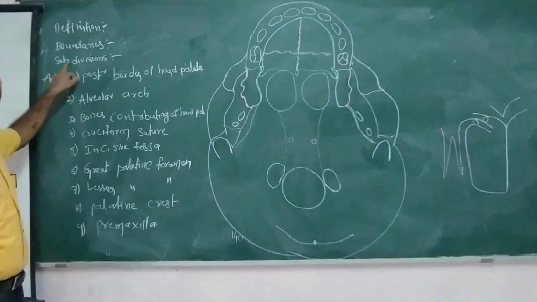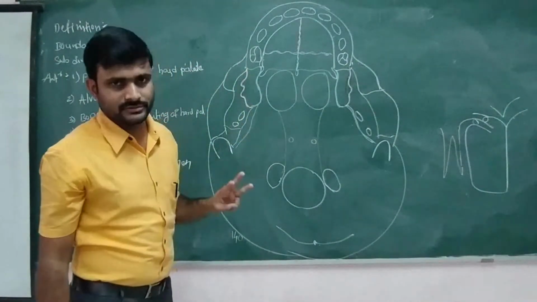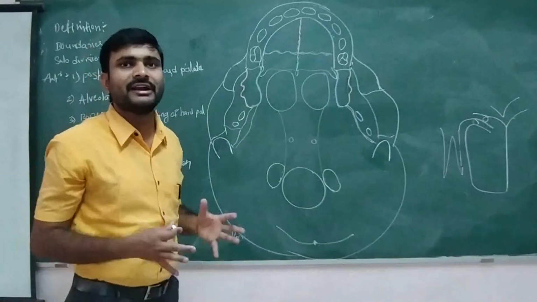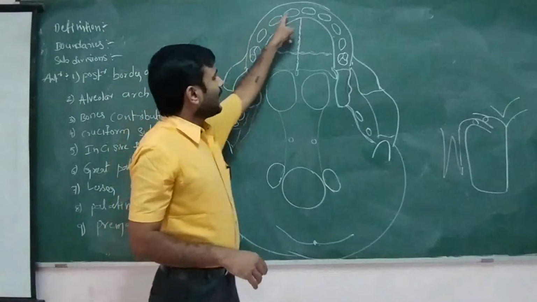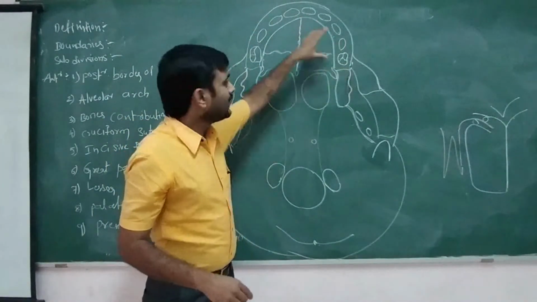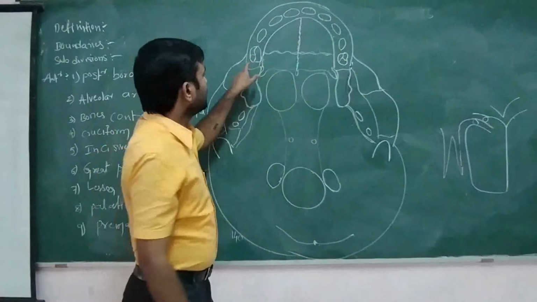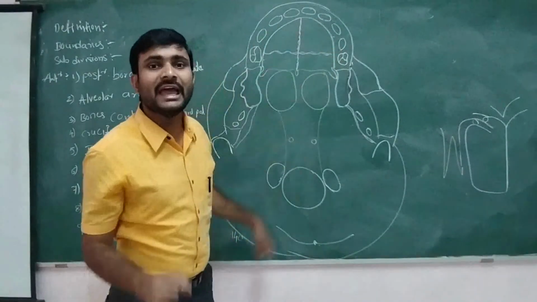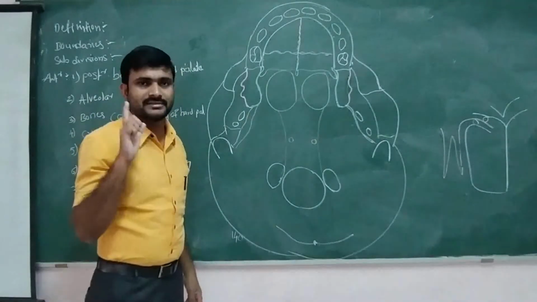Next step is the subdivisions. This norma basalis we are studying in 3 divisions, for our convenience. Here is the alveolar arch, and this part is called the hard palate. These two are included in the anterior part of the norma basalis.